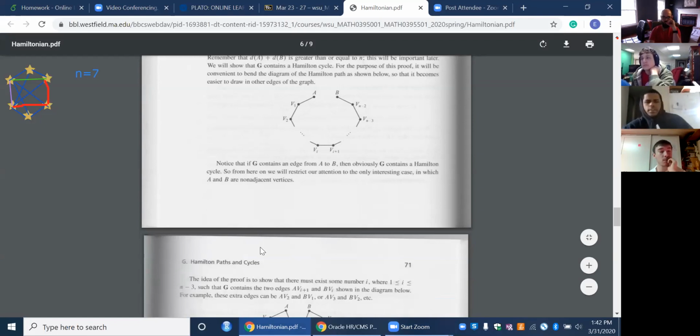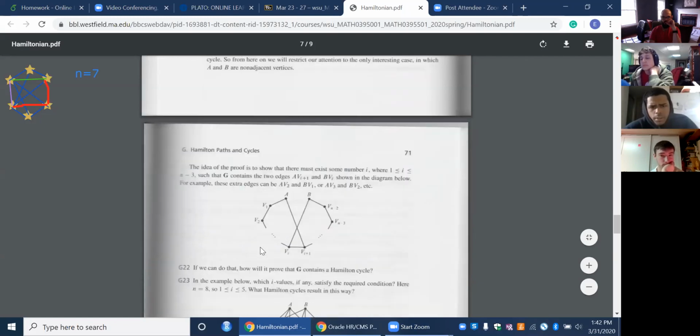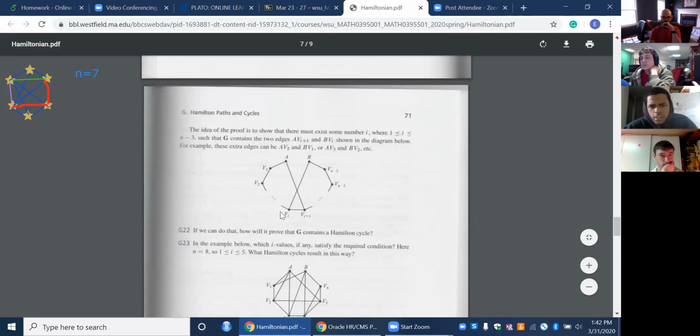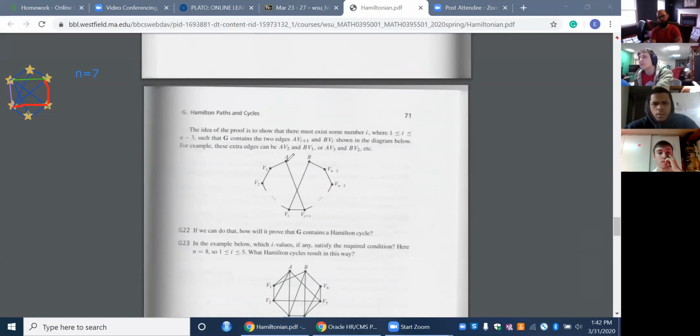But if they're not adjacent to each other, then this is where this comes in, where they drew this edge and this edge. They're saying that there must exist some I between these two conditions, such that G contains the two edges, this and this, shown in the diagram below. For example, these extra edges can be from here to here. So where's the Hamiltonian cycle in this graph? Basically, you have a path and you want to guarantee that there are two more edges in this graph that appear next to each other.